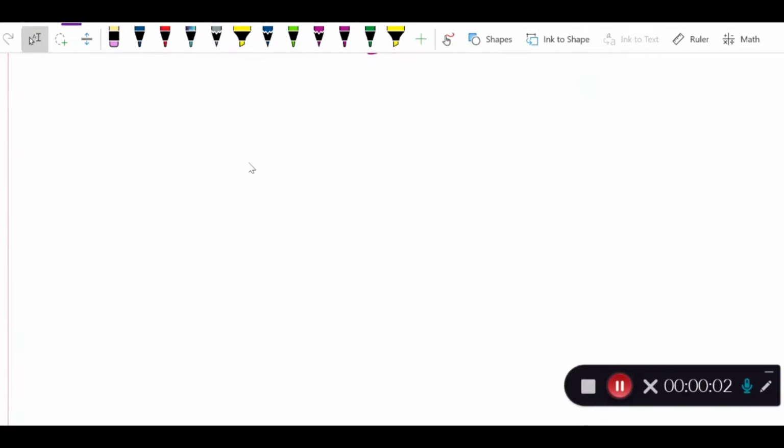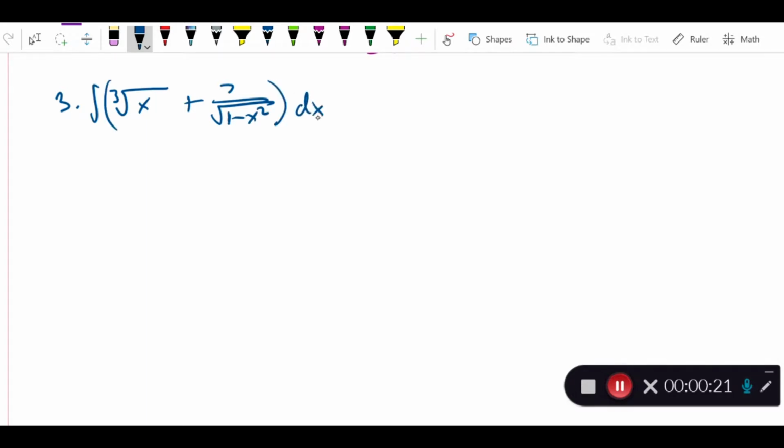So let's just do a few more antiderivative problems just to demonstrate these points. So let's do the indefinite integral of the cube root of x plus 7 over the square root of 1 minus x squared dx. Now recall that for this unit, we're really only finding antiderivatives of functions that you should recognize as the derivative of some other function, or in the case of power rule functions. So here we can rewrite this as x to the 1/3 plus 7 times 1 over the square root of 1 minus x squared dx.